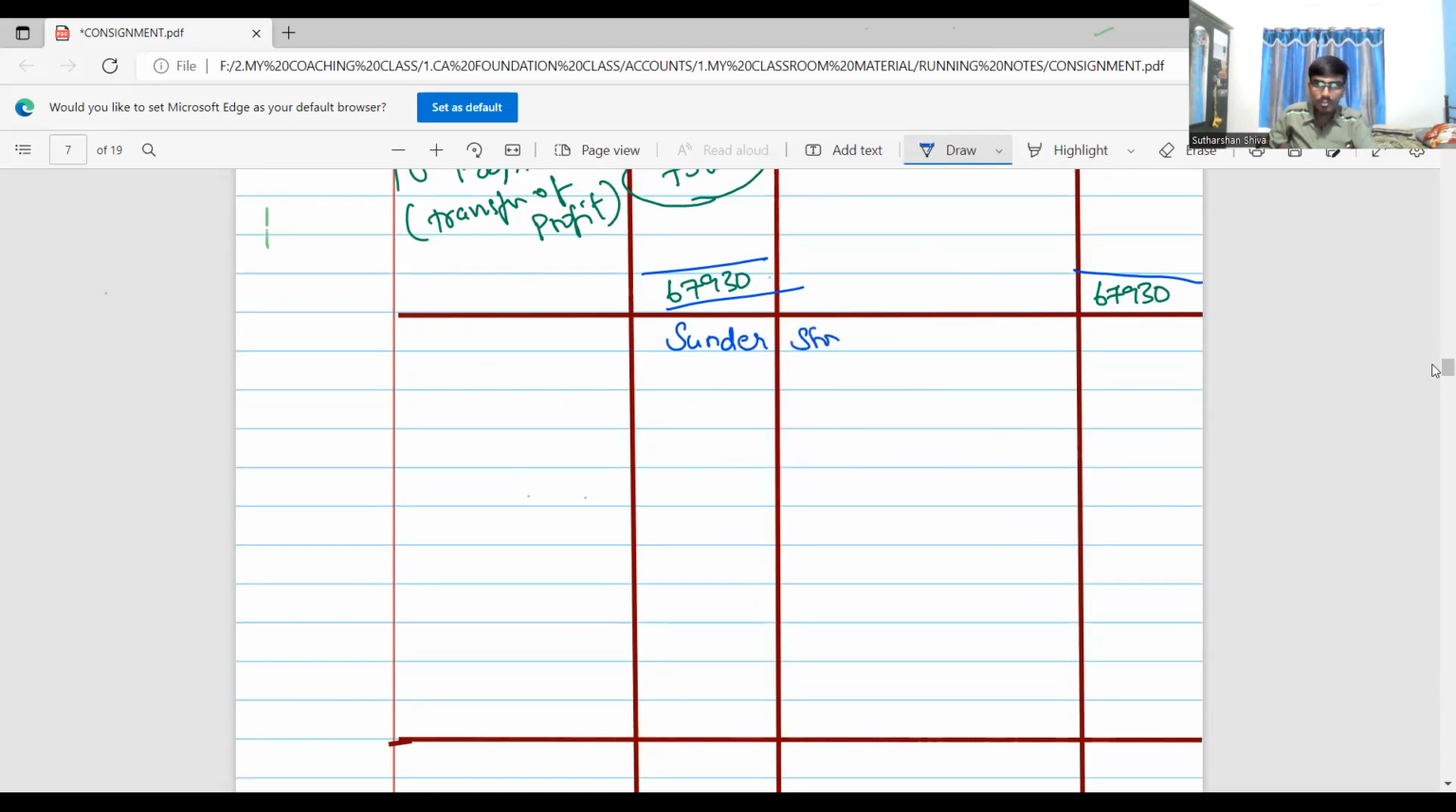You prepare Sundar Stores account, credit, debit, rupees. Okay, in your examination also you can straightaway put the lines and you can easily do the sums also. How I am doing in a class. To consignment, put sales posting. So 50,500.